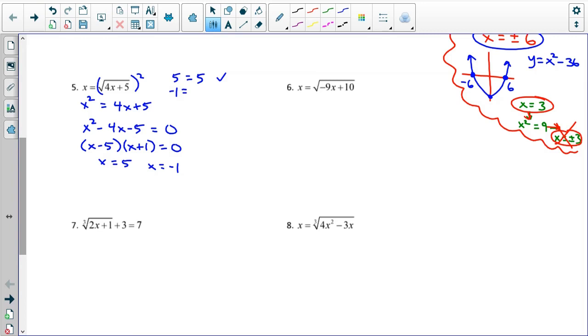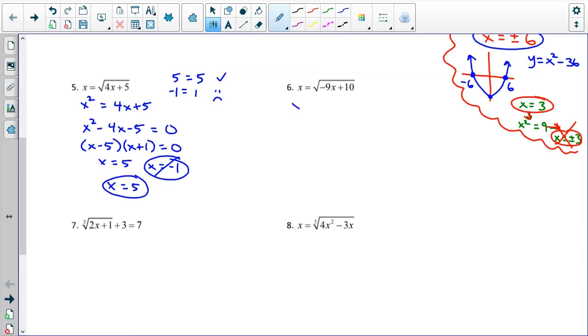I know this is going to be a problem. So I can't have -1 equals a square root. And what happens is if I sub -1 in, I get the square root of 1. -1 does not equal 1. As a result, only x equals 5 is an answer to this problem.